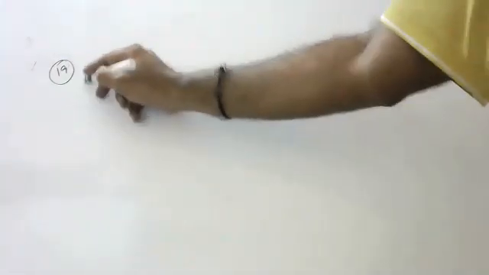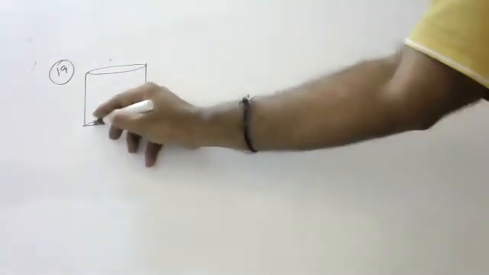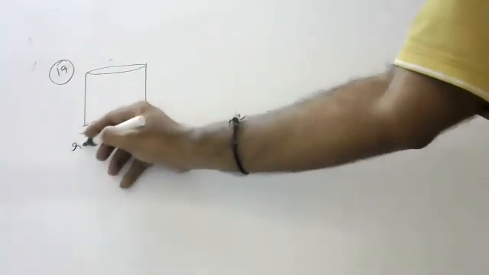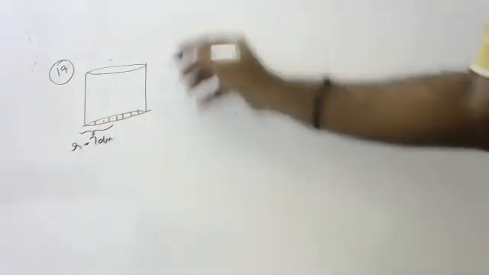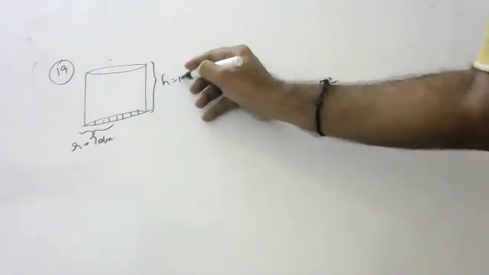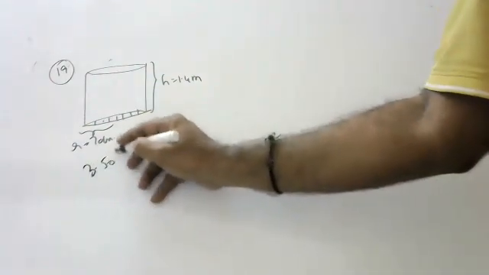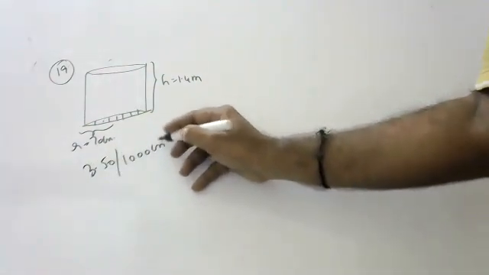Tell me the last one. A cylindrical vessel without a lid. Without a lid means open. It is to be coated on both sides. If the radius of the base is 70 centimeters and height is 1.4 meters, calculate the cost of tin coating at the rate of 350 per 1000 centimeters square.